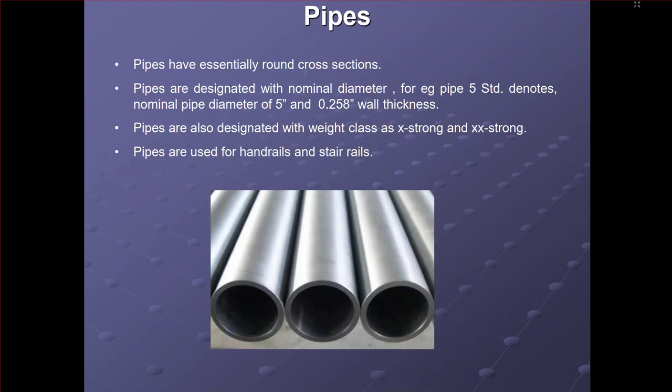Next, that is pipe. Pipes have essentially a round cross section. Pipes are designated with nominal diameter. For example, pipe 5 standard denotes a nominal pipe diameter of 5 inches and 0.258 inch thickness. Pipes are also designated with weight class as X strong and XX strong. Pipes are also used for handrails and stairs.